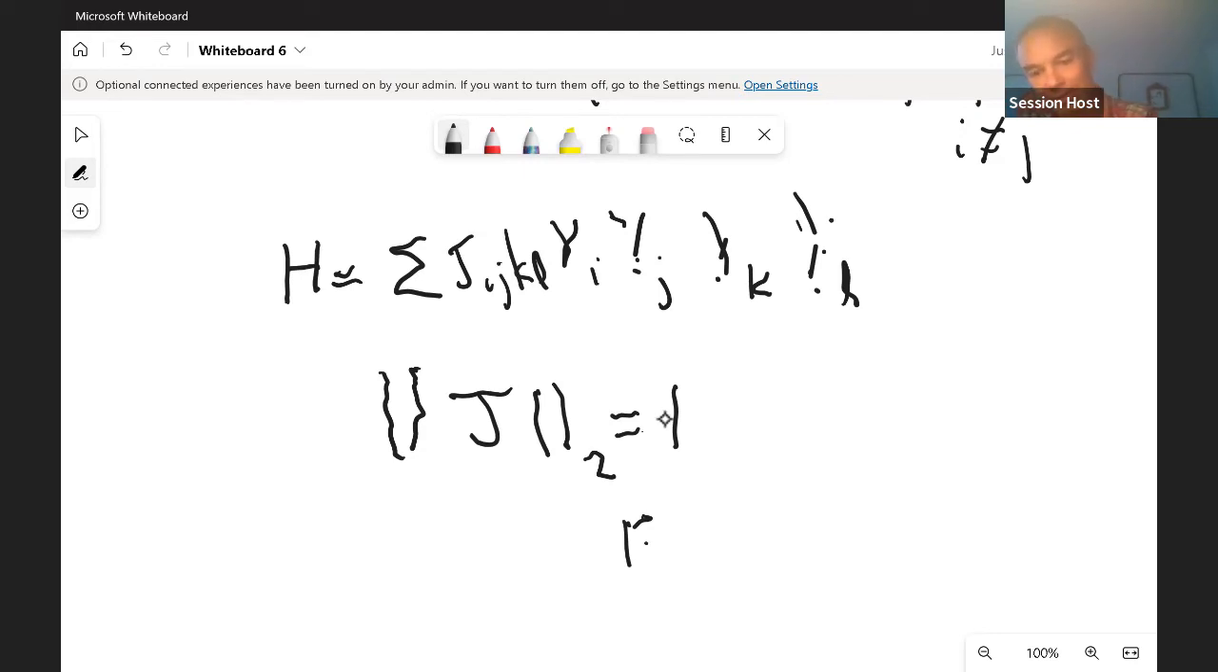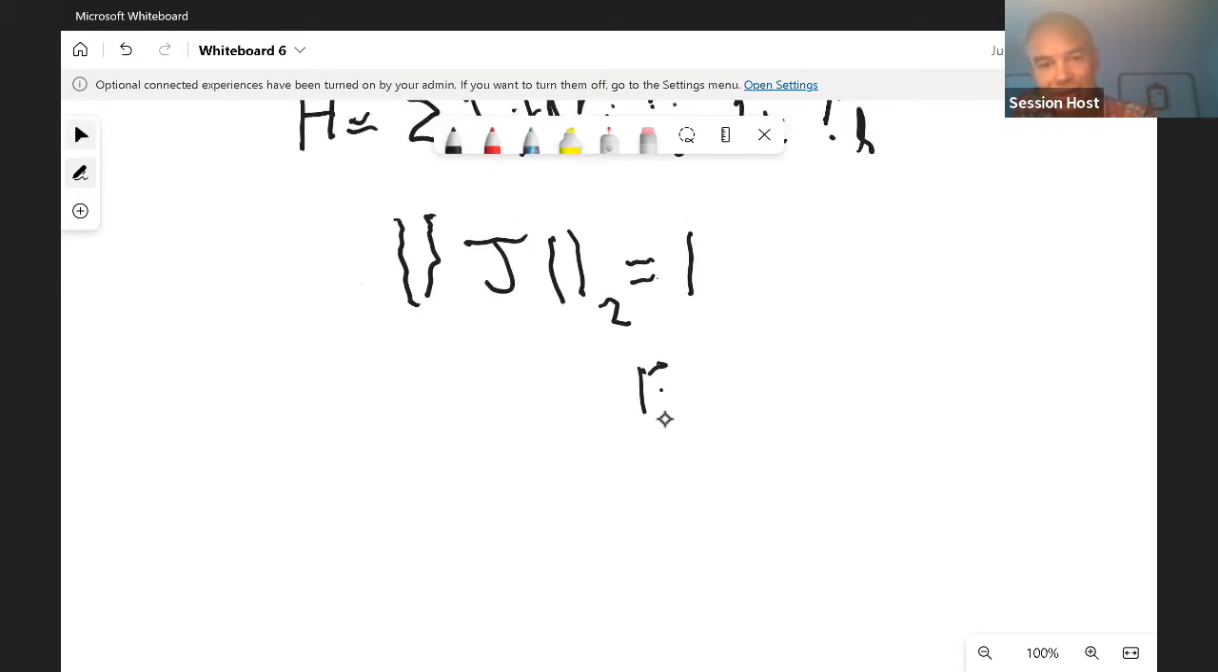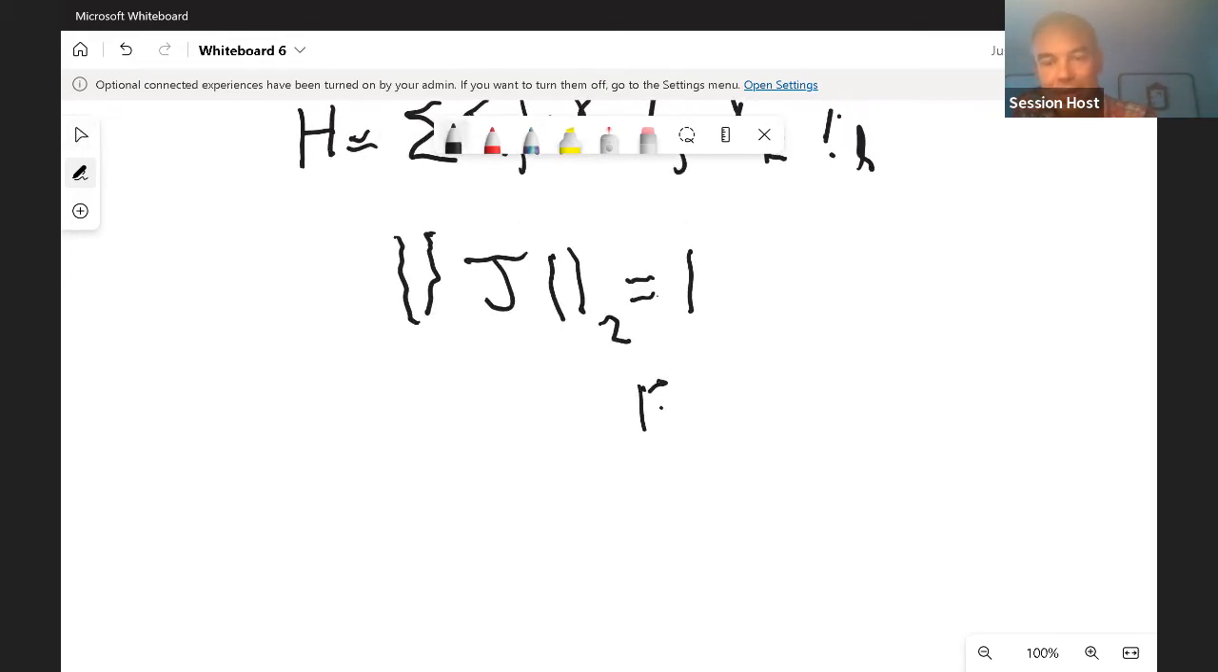I'm not sure why my stylus is not working here. I do apologize for the technical issues. With high probability, the ground state energy is of order square root n, if you have n of these Majorana fermions. I don't know what's going on with the stylus. I might have a hardware issue with my stylus. Maybe the battery is dying or something.